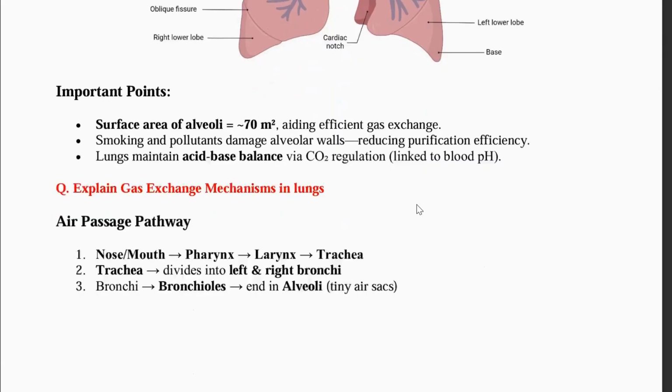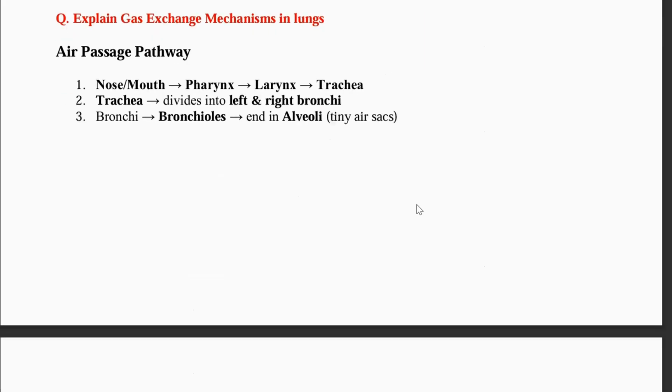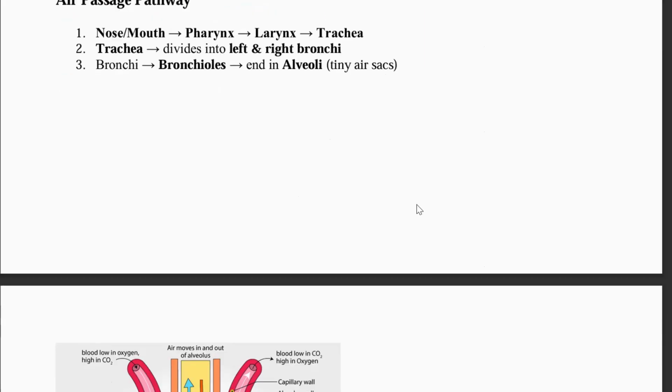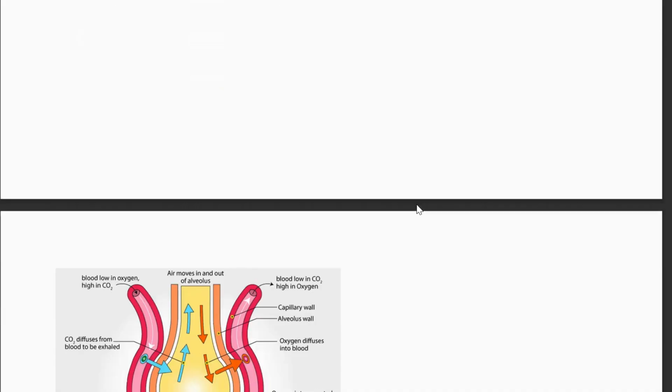Next question is: explain the gas exchange mechanism in the lungs. So here air first enters the nose or mouth, then passes through the pharynx, larynx and trachea. Then the trachea gets divided into the left bronchus and the right bronchus. The bronchi divide again into bronchioles and end in the alveoli. You have to expand this and explain.